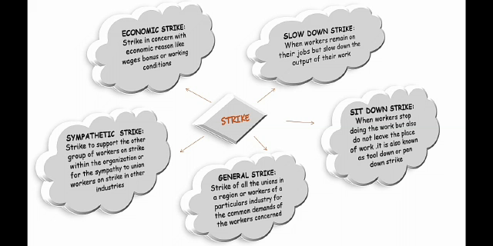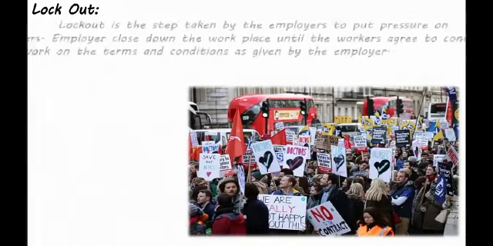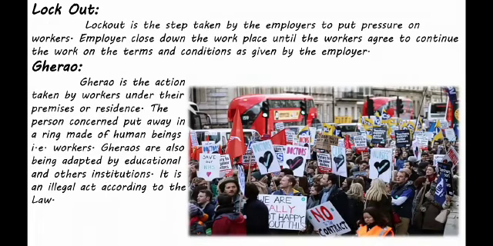Number 5, slow-down strike. In this type of strike, the employees do not stop the work but they reduce the speed of doing work, which decreases the output also. It is one of the low-risk and costly ways for employees to put pressure on employers. Next we see another form of industrial dispute. It is lockout. It is done by the management or employer to put pressure on the employees to accept their demands and conditions given by the employer.